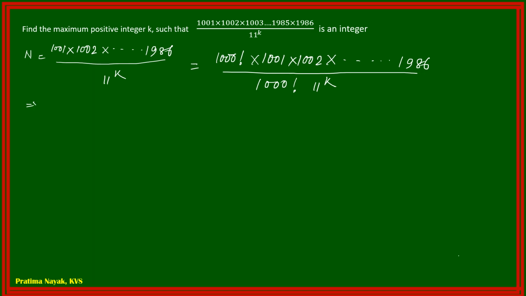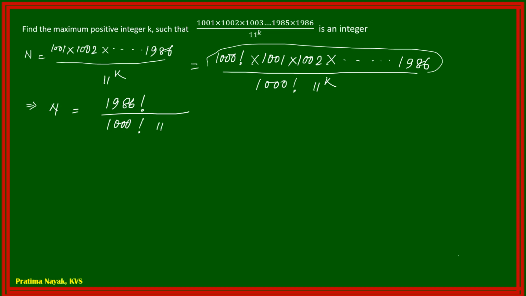So N is equal to, now the numerator becomes 1000 factorial, next 1001 to 1986. When you multiply all the things, it will be 1986 factorial upon 1000 factorial into 11 power k. That means when I divide by 11, it should be an integer. So let us find what is the quotient when it is divisible by 11.